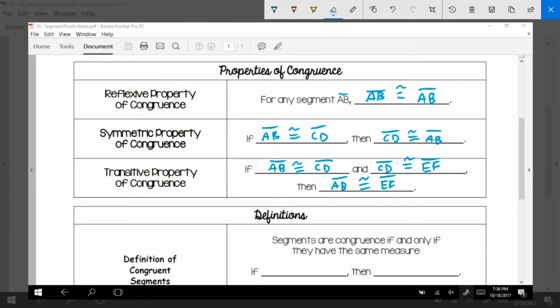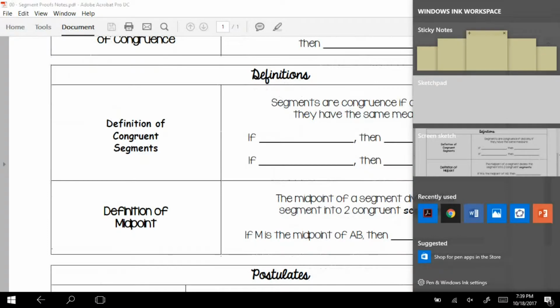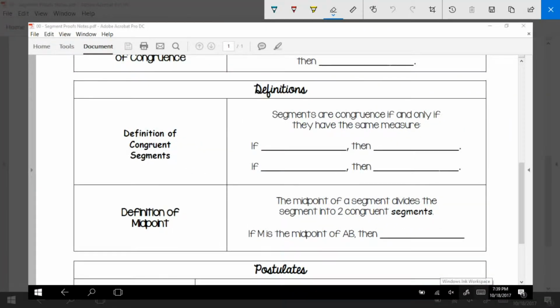So let's go into these bottom ones. Now we've got some definitions. Remember, you can also use definitions, and you're going to use definitions as reasons in your proofs. So the definition of congruent segments. Segments are congruent if and only if they have the same measure. That means if AB is congruent to CD, then the length AB equals CD.